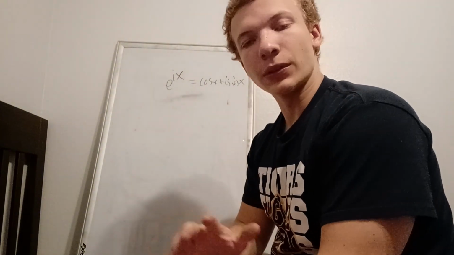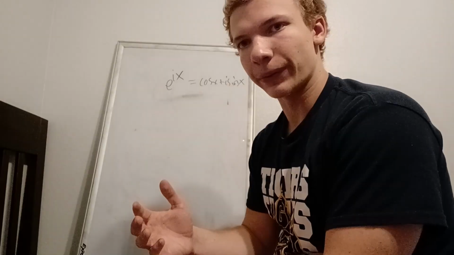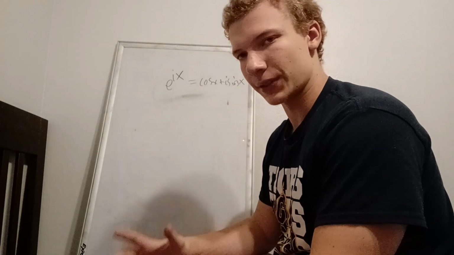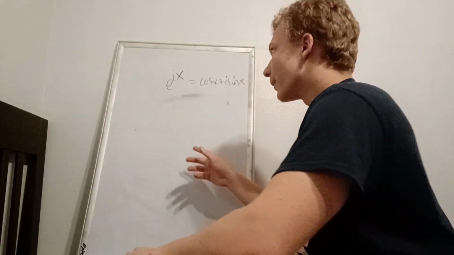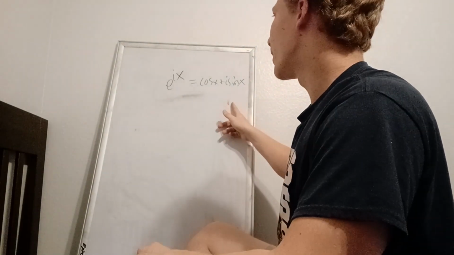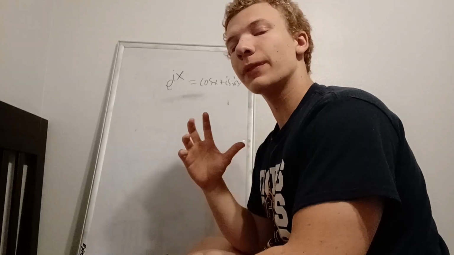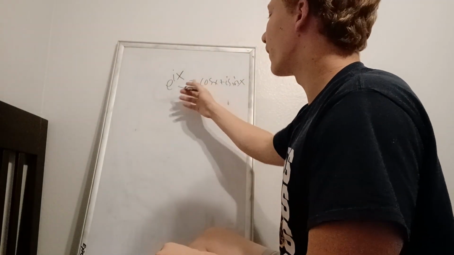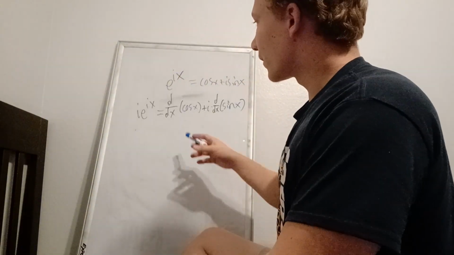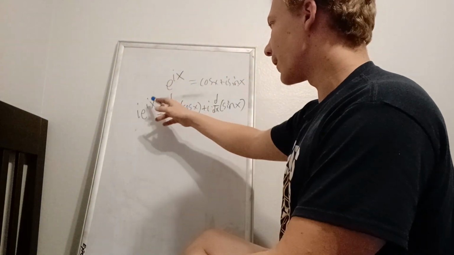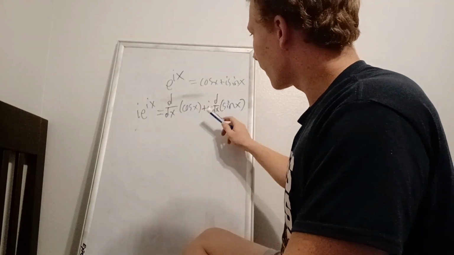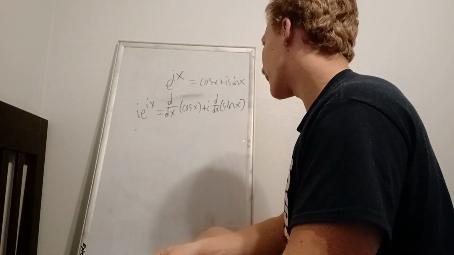Now remember, the goal of this video is to determine trig derivatives, and in this part of the series, we're going to be determining the derivative of sine. So to do that, we're going to take this relation and we're going to rework it in order to find the derivative of sine. So to begin, we're going to take the derivative of both sides, and we see that on the left side we get i times e to the ix, that's just by the chain rule, is equal to the derivative of cosine plus i times the derivative of sine.